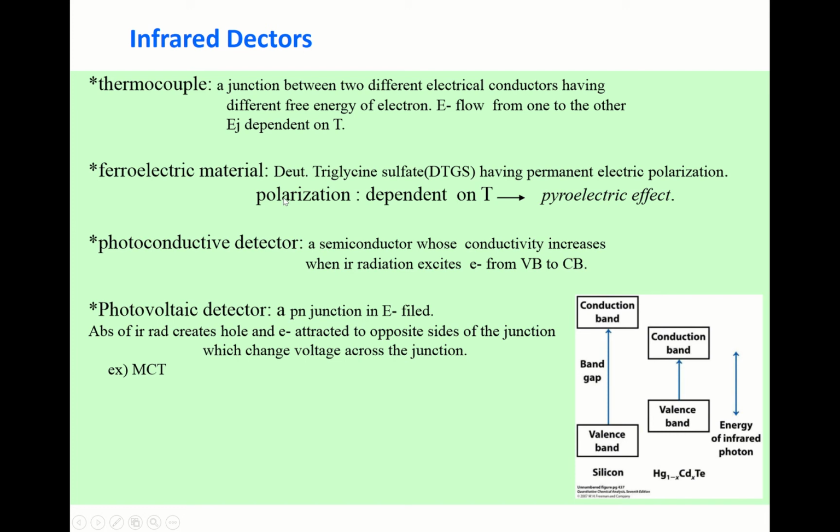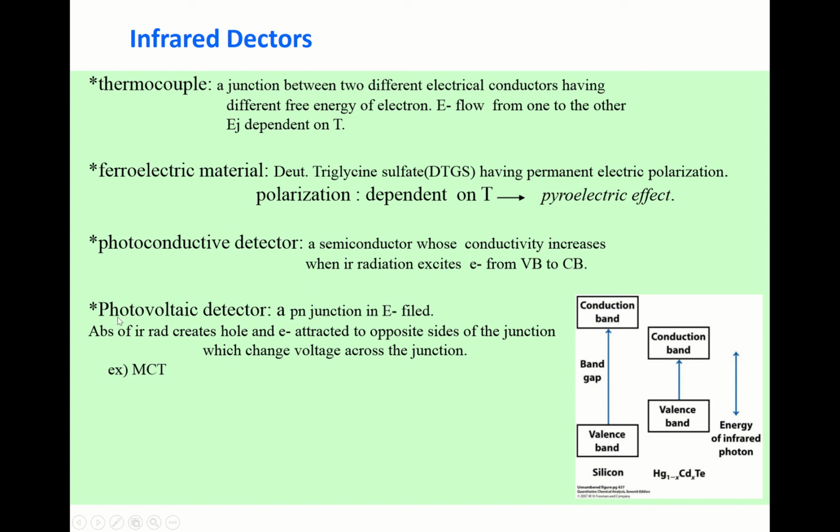Another one is the photoconductive detector. In some semiconductor materials, the photoconductivity changes upon irradiation. Upon irradiation, electrons are excited from the valence band to the conduction band. Using this principle, you can measure the conductivity change.